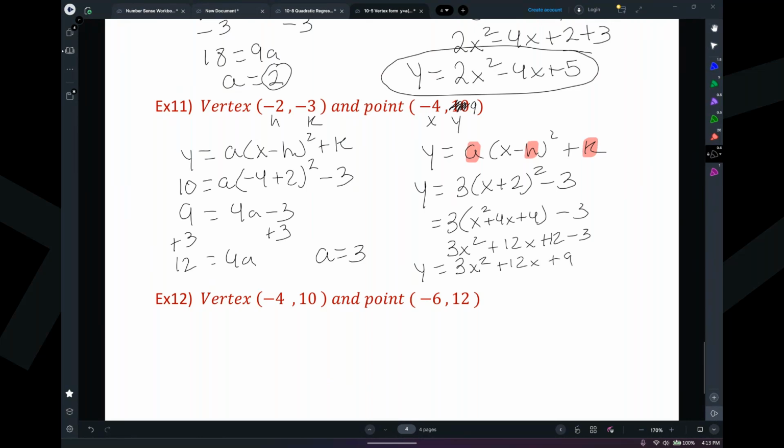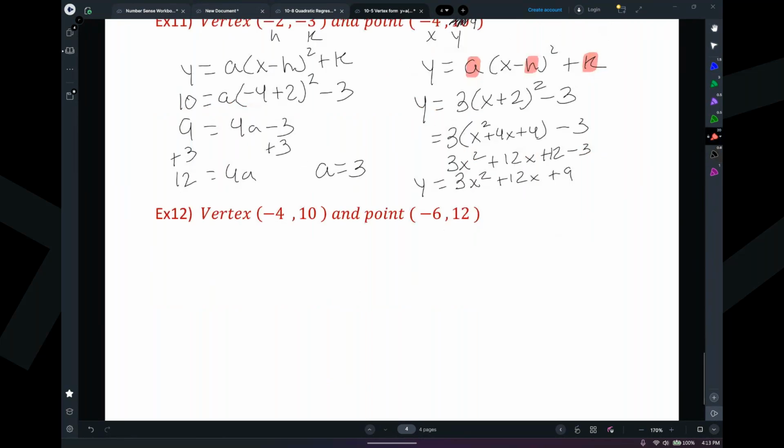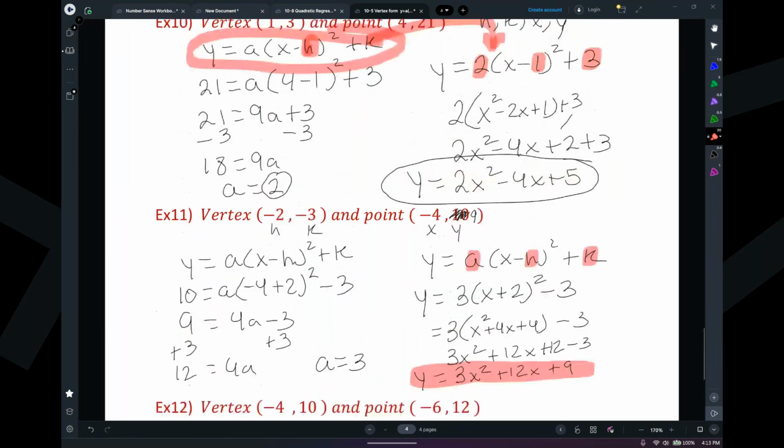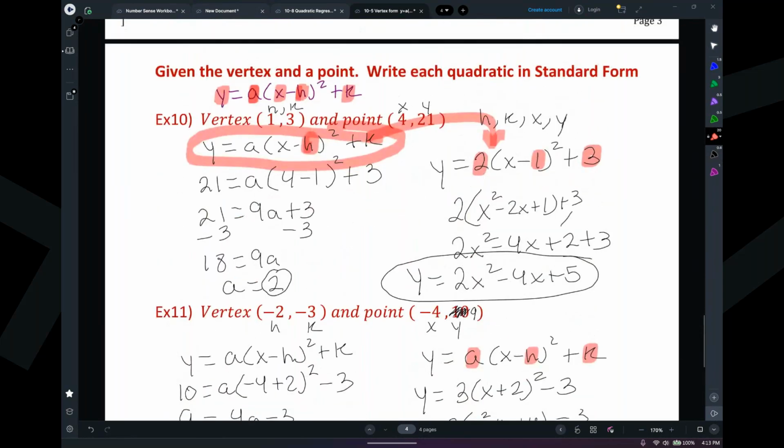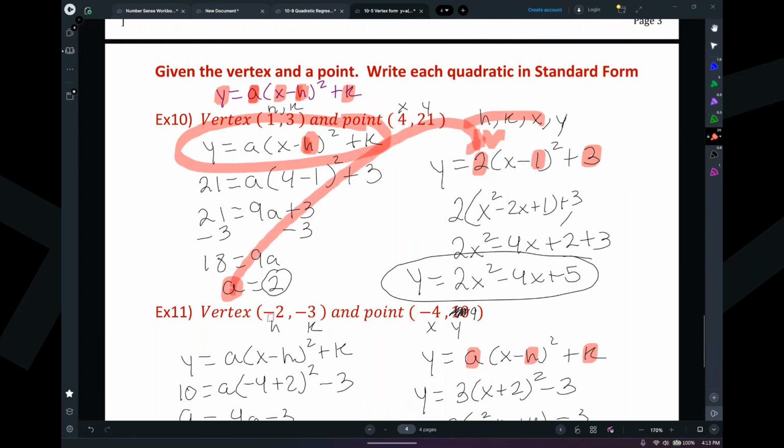It's really not that hard, right? You're just plugging in the numbers and doing some basic algebra. I think you get the point of this. All you're going to do each time is fill in the blanks and solve for a. Once you get a, plug a in with h and k and just redo the problem, and that's it.